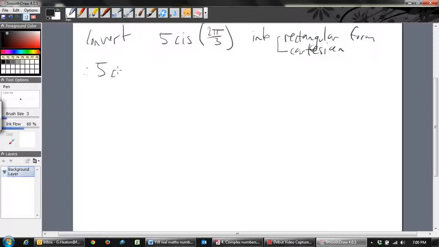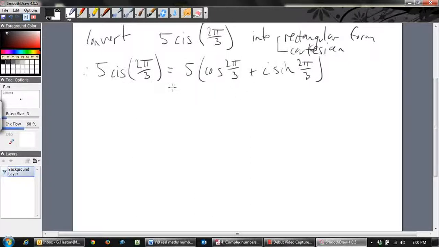So 5 cis 2 pi on 3. Now, remember what cis means. Let's just expand it out. This means 5 cos 2 pi on 3 plus i sine 2 pi on 3. That's what it means. Just always remember what cis means. You might get stuck sometimes if you forget. Shortcut for this.